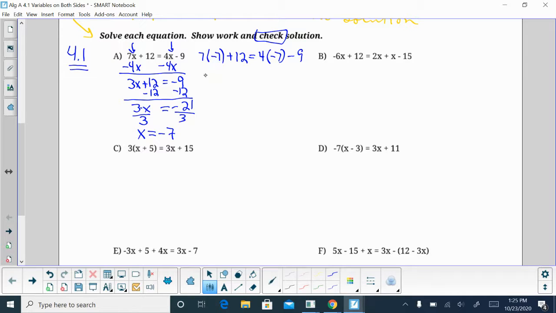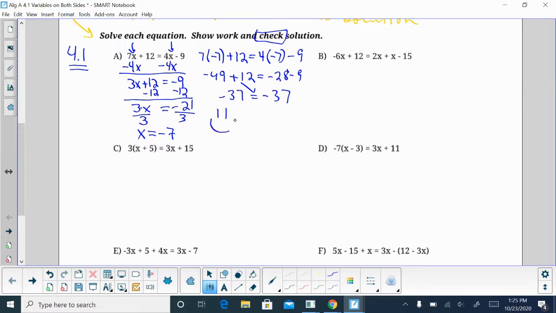And on the left side, I have a negative 49 plus 12 is equal to a negative 28 minus 9. Simplifying over on the left side, a negative 37. And then on the right side, a negative 37. Yes, this is a true statement. x equals negative 7 does work.